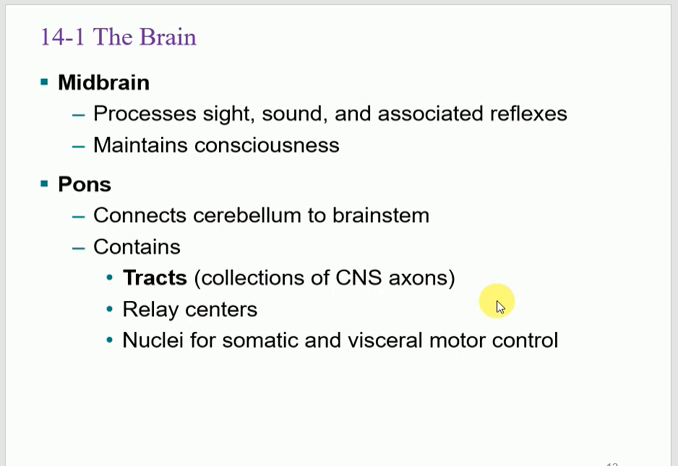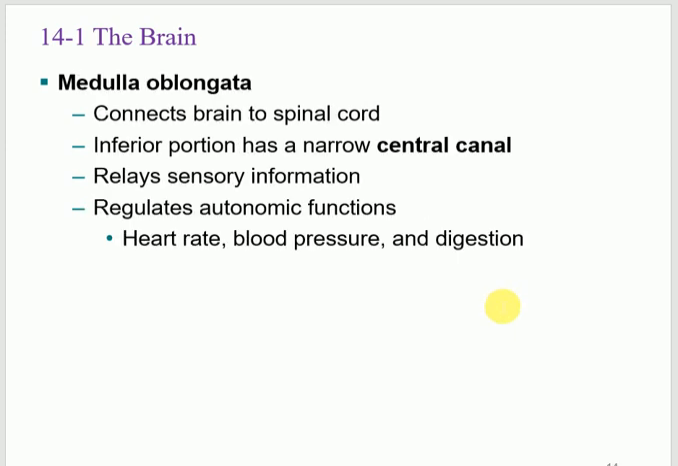Nuclei for what? Generally speaking, do you guys remember the ganglion or the ganglia, which is a collection of cell bodies? The ganglia is a collection of cell bodies outside the central nervous system. So what do you call a collection of cell bodies inside the central nervous system? We call it nucleus. Clear? Collection of cell bodies outside, we call it ganglion. Collection of cell bodies inside, we call it nucleus. So there are nuclei for both somatic and visceral motor control.